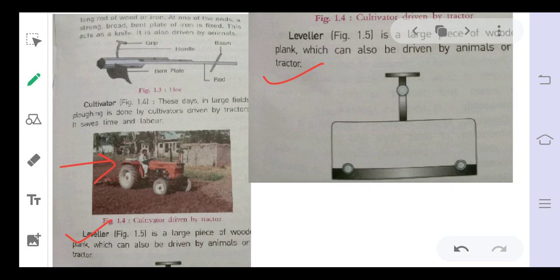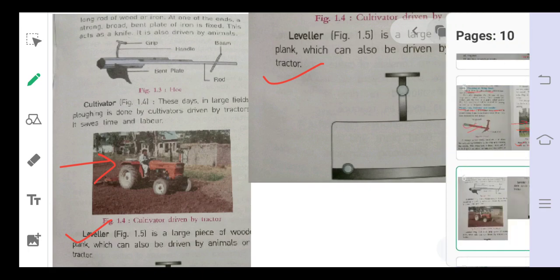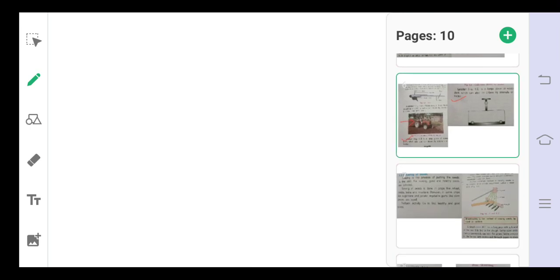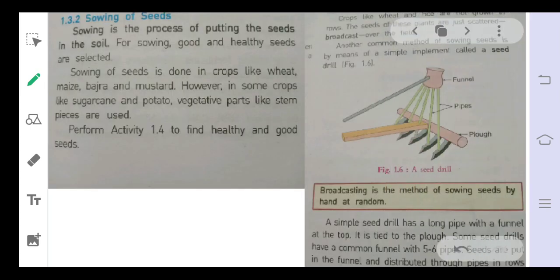Now by doing all these various activities, our soil is prepared, it is loosened properly, and it is leveled. Now our soil is ready so that the seeds can be sown. So our next step is the sowing of seeds.